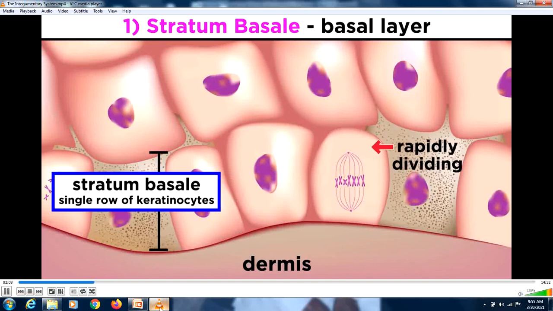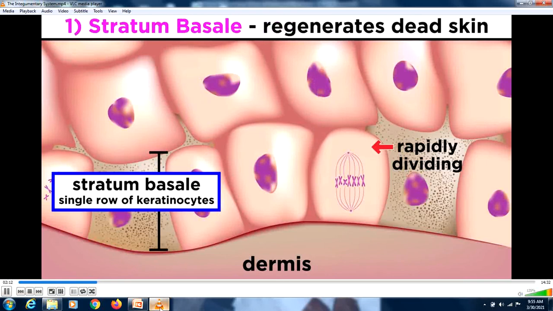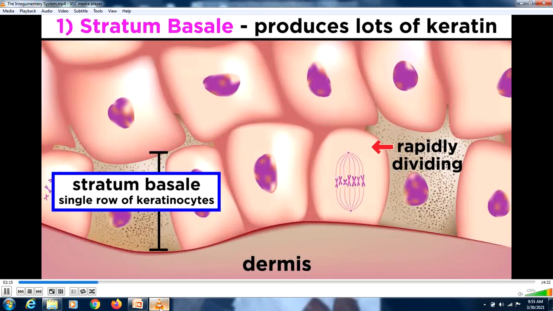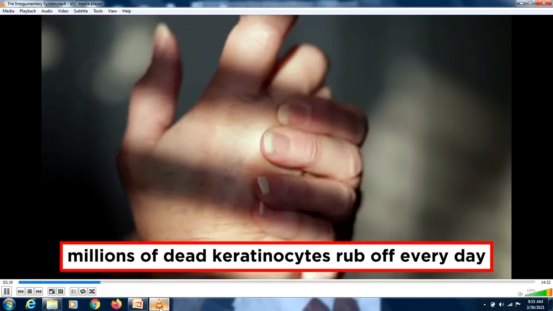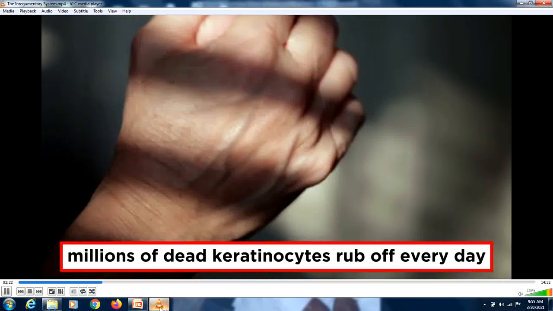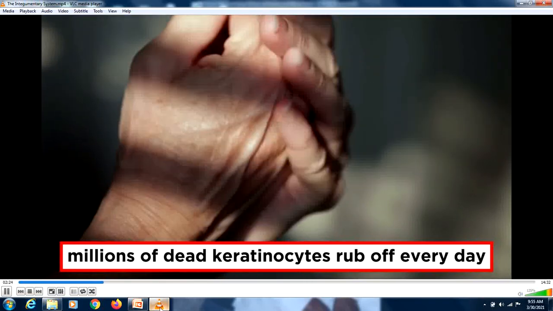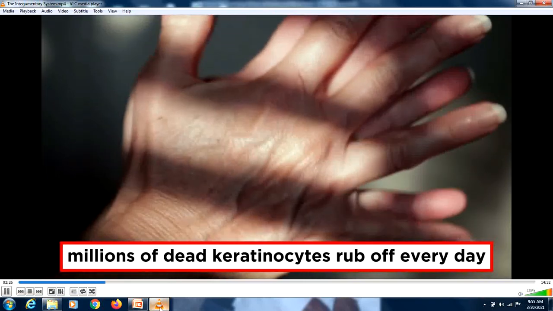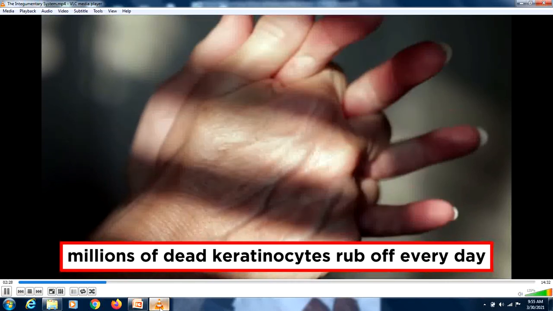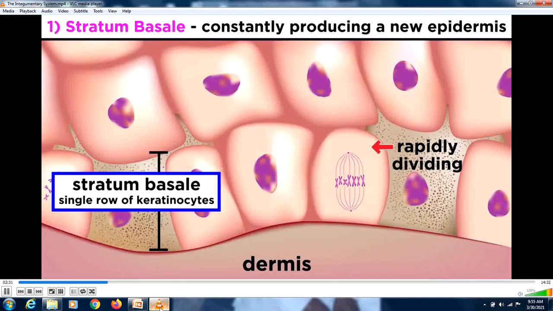These are rapidly dividing all the time, pushing new cells up into the layers above to help regenerate dead skin and producing lots of keratin as they do so. This is necessary because millions of dead keratinocytes rub off your skin every day due to friction, and even more from your hands and feet. So these constantly dividing cells in the stratum basale ensure that a new epidermis forms every few weeks so that we always have our skin intact.